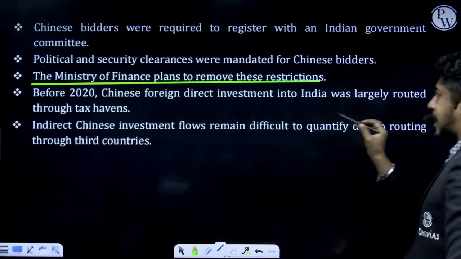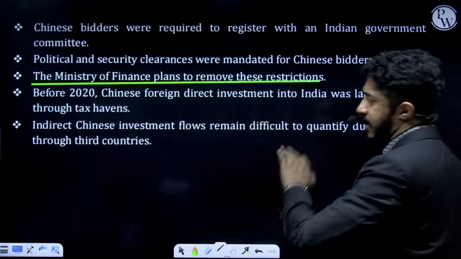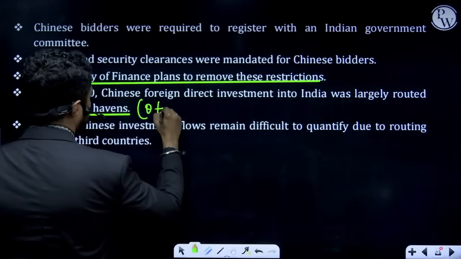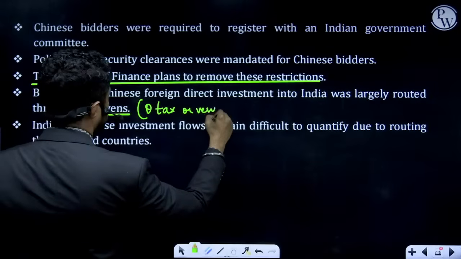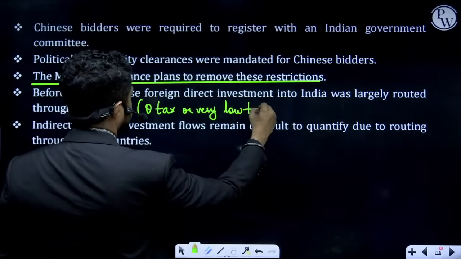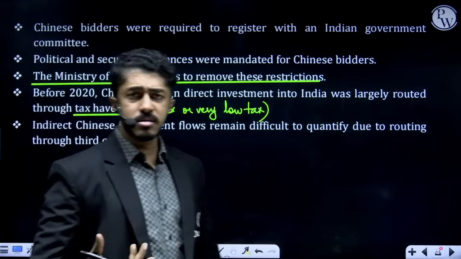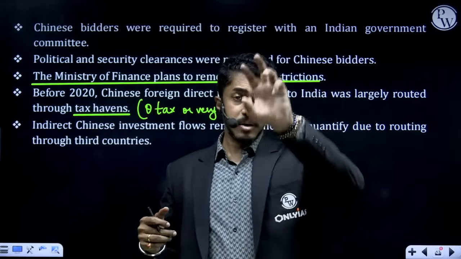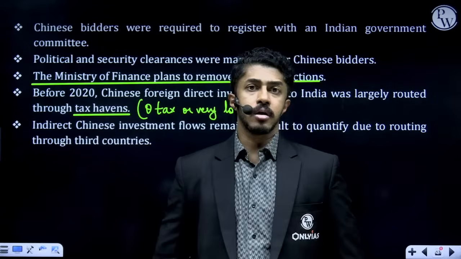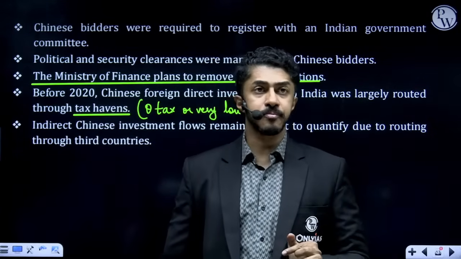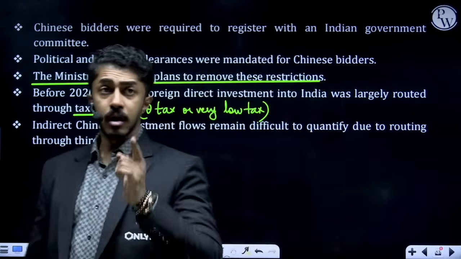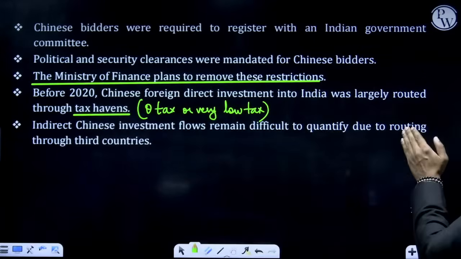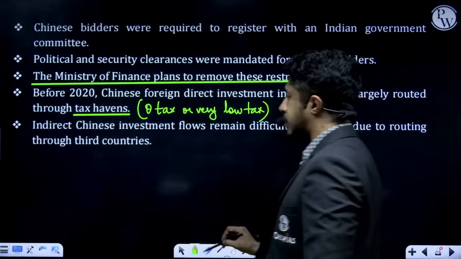Before 2020, Chinese foreign direct investment in India was largely routed through tax havens. Tax havens simply means places where there is zero tax or very low tax, like the Cayman Islands, Seychelles, Panama, multiple islands like this. From there you reroute and bring the investments into India so that you don't have to pay much tax. Correct, Khushi? Got the point here? Indirect Chinese investment flows remain difficult to quantify due to routing through third countries.